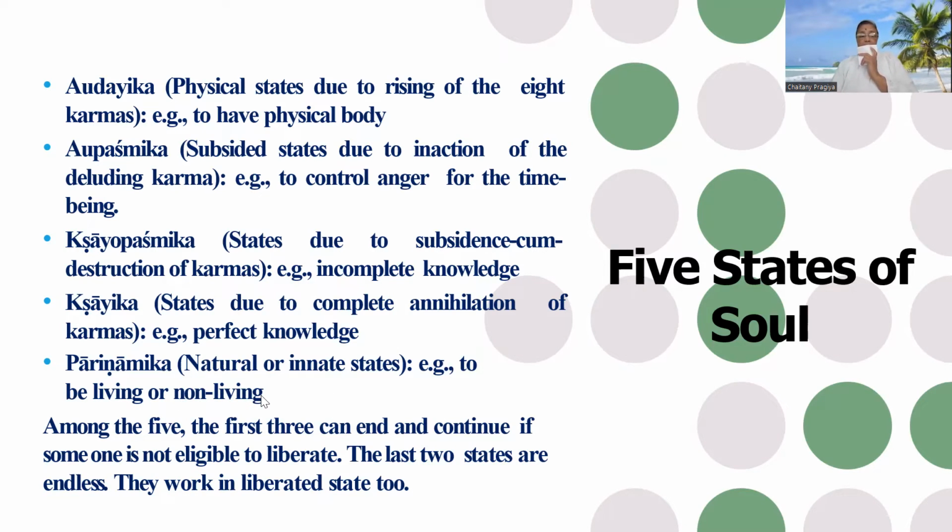Now we would see that the 5th state of the living being is Parinamic. It means there are certain qualities which are not affected by the karmas. They are natural and available to all different living beings depending on their nature or destiny. Suppose, for example, we are living beings. Why are we living beings? It is our own nature. It is the nature of the conscious soul that it is living.